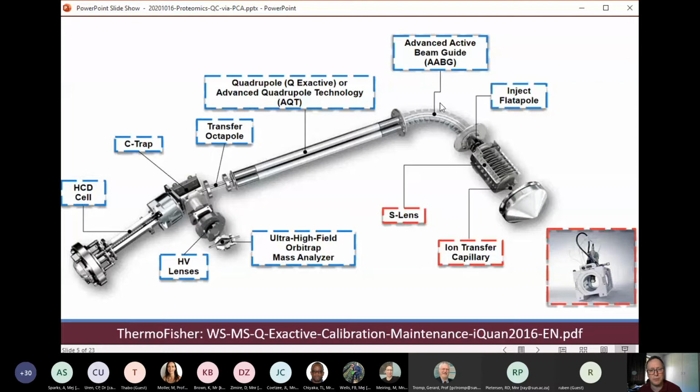So we have a flatapole beam guide. Here we have the quadrupole that is used to decide which ions are allowed to pass into the instrument. And then the C-trap becomes sort of this intersection in the mass spec. The ions may move from the quadrupole here into the HCD cell for fragmentation, or if you're collecting in mass spectrum, the ions may flow through the quadrupole into the C-trap and then get conducted into the orbitrap.